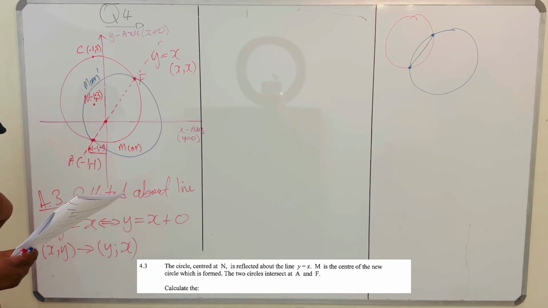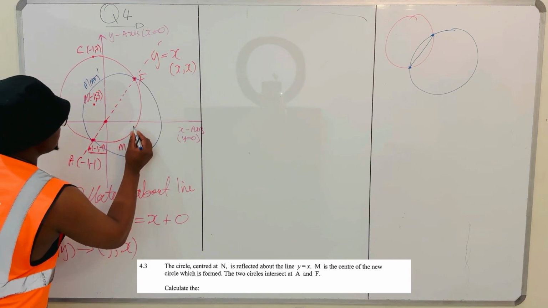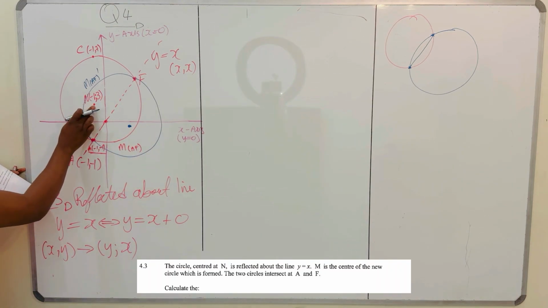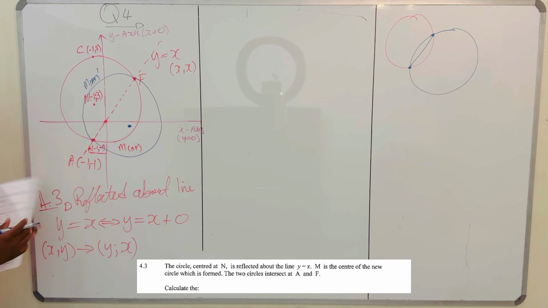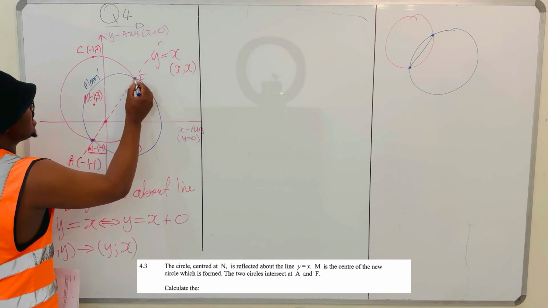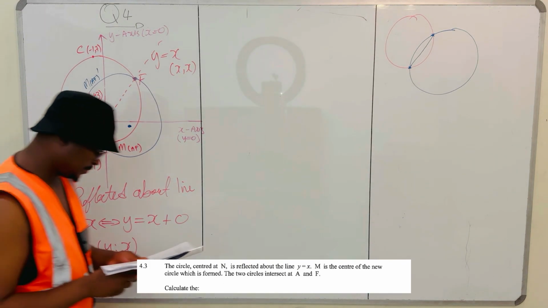No problem. What else did they say? They say M is the center of the newly formed circle. So M maybe is somewhere here, because if it was there, it should be somewhere on this side. No problem. What else? They say the circles intersect at A, here, and there at F. I'm done with this, so I'll go to the questions.